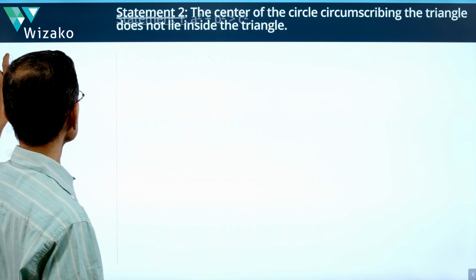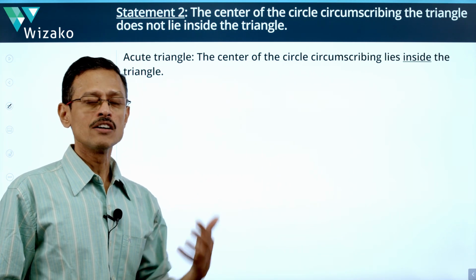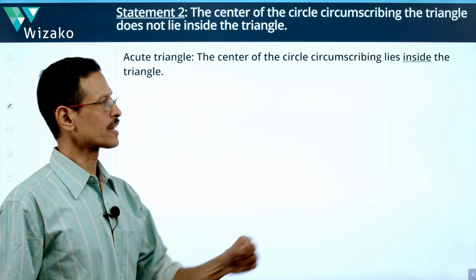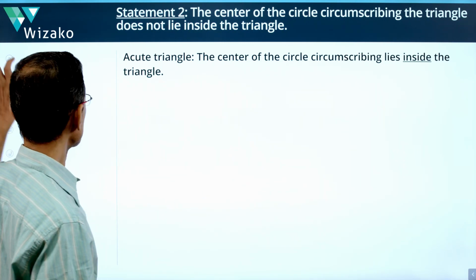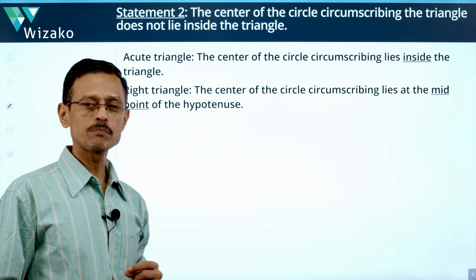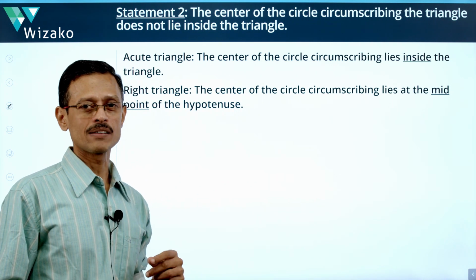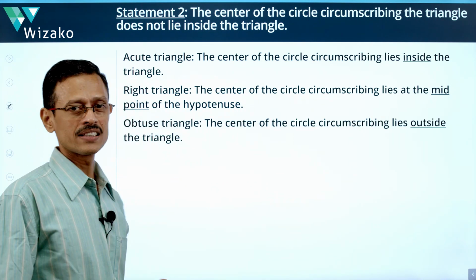So evaluate statement 2 alone. Quickly run through the properties of the circumscribing circle, where its center will lie for the three different types of triangle. For an acute triangle, the center of the circumscribing circle will lie inside the triangle. For a right triangle, it will lie on the perimeter of the triangle, at the midpoint of one of the sides, the longest side, the hypotenuse. So it's not inside the triangle. For an obtuse angle triangle, the center of the circumscribing circle will lie outside the triangle.